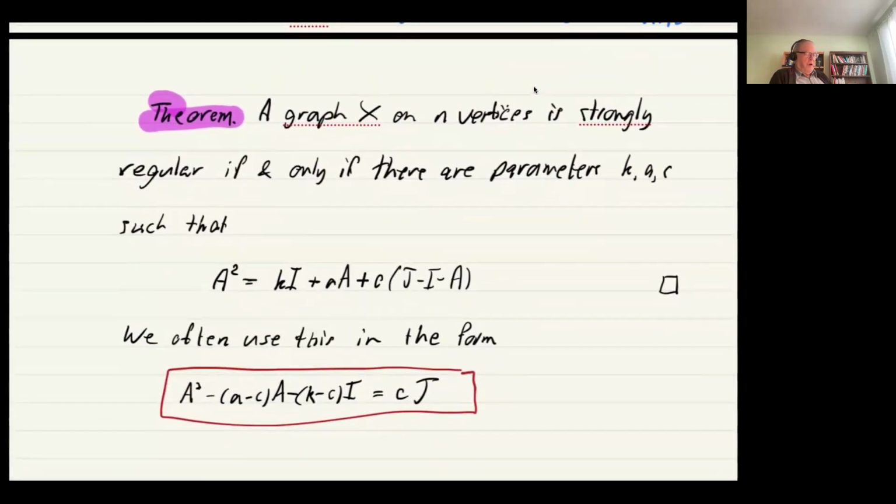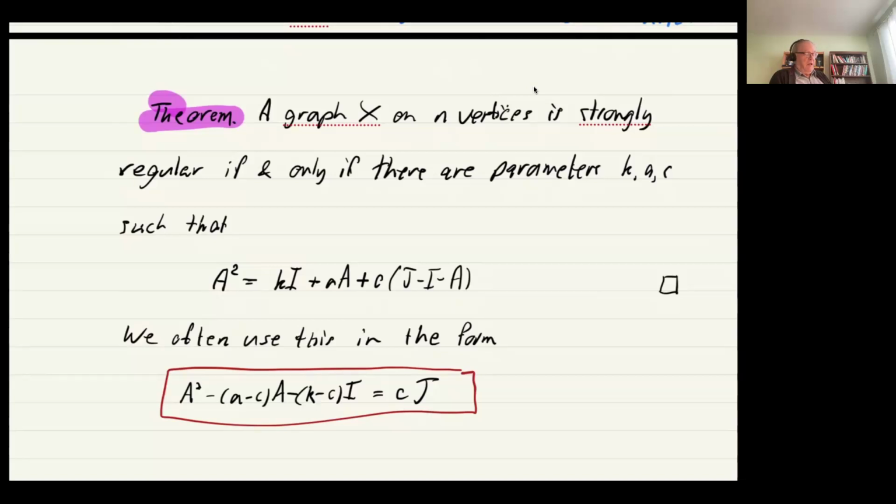Now, the point I want to make is I gave a definition of a strongly regular graph in terms of 2 vertices: you take 2 vertices and the number of common neighbors is k, a, or c, depending on whether they're equal, adjacent, or distinct and non-adjacent.